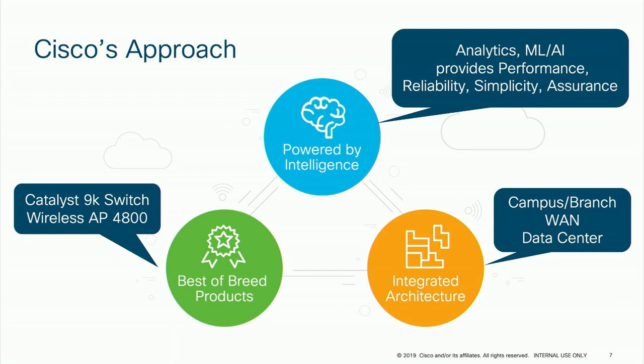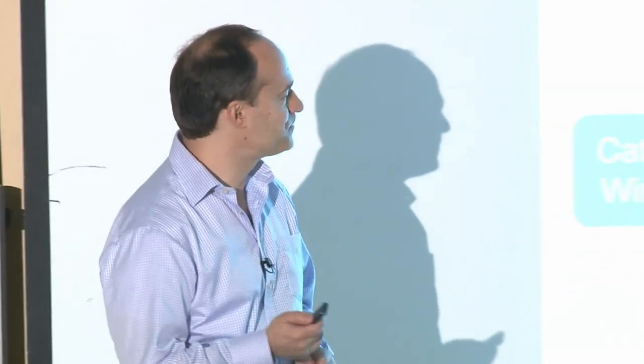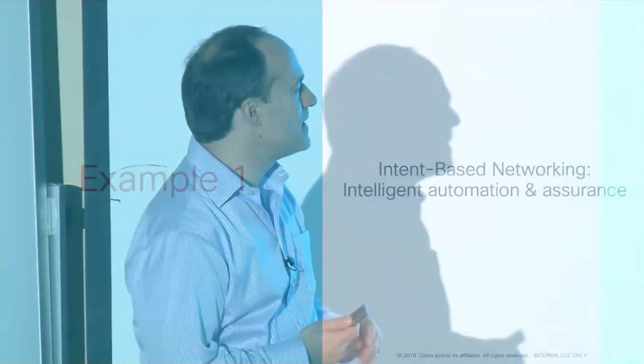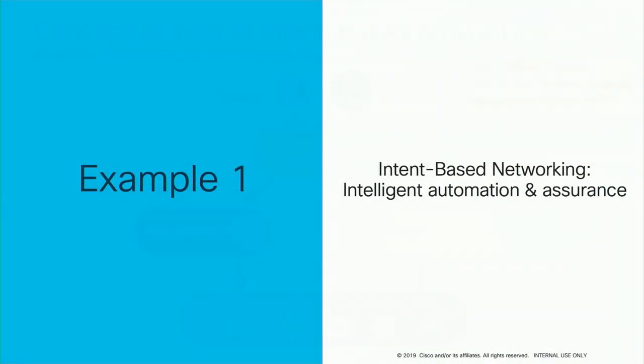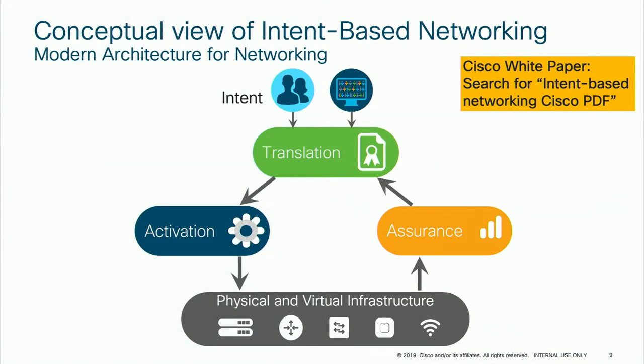What I want to do next is talk a little bit about integrated architectures, especially intent-based networking, so you can understand how we can apply machine learning on top of these architectures. Okay? So example one is intent-based networking. The term intent-based networking is an industry term describing a technology trend and a market trend.